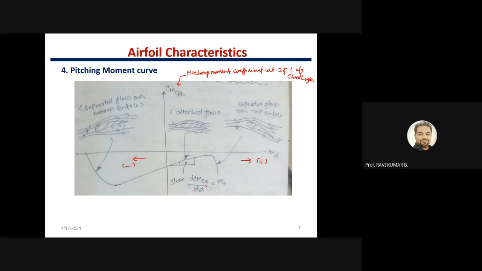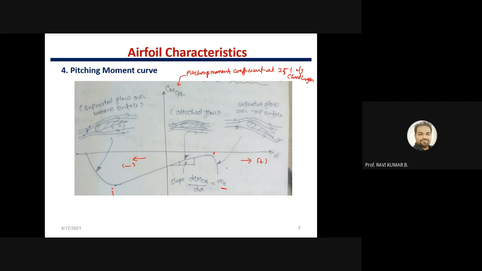The slope of that is given by dC_M by d alpha, which is known as m naught, which is constant, right? Starting from this point and going up to this point, it is almost constant. This slope is positive for some airfoils, and it can also be negative for some airfoils. As I said, two kinds of camber are possible: positive camber and negative camber. So sometimes C_M may be positive and sometimes negative. And this variation becomes non-linear, particularly in this zone, on the negative side and the positive side.